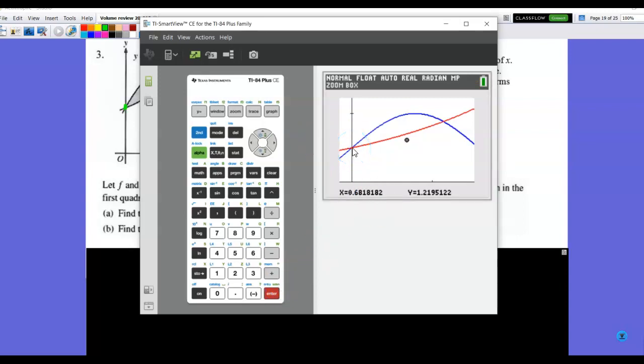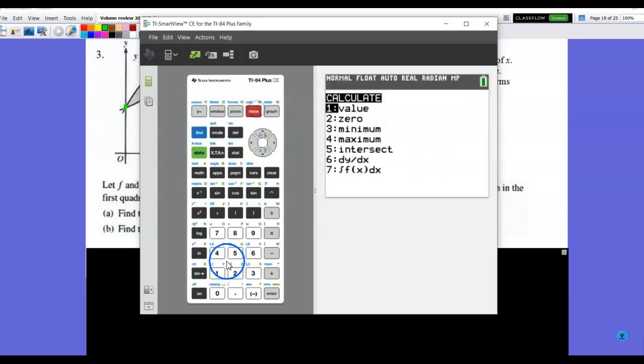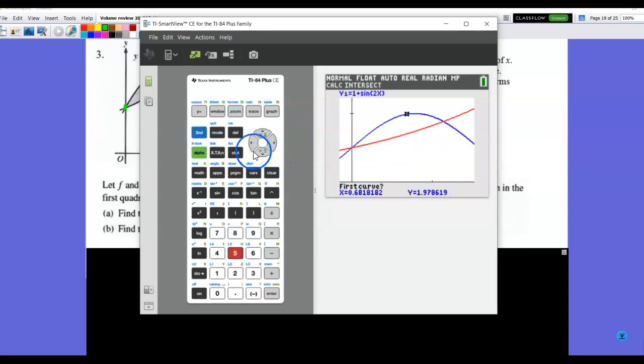All right, so now we need this first point of intersection. It clearly looks like 0, but we're going to make the calculator confirm it. So second calc 5. And the calculator always finds the point of intersection that it is closest to. So I moved it closer to the first point of intersection. Enter, enter, enter. And I'm glad this happened because some students are like, wait, what's that number?